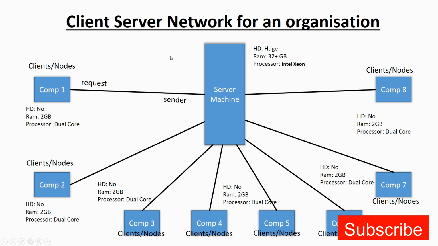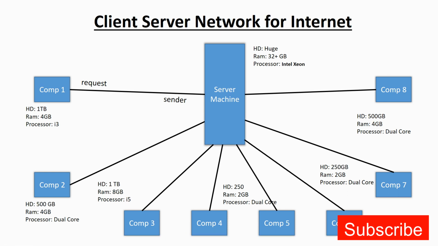So this is how a client server network works for an organization, where all the PCs are connected to one powerful machine, that is a server machine. But when you talk about a client server network for the internet, whenever you are using the internet, understand that it is also a client server architecture network that you are accessing. How? I will tell you.